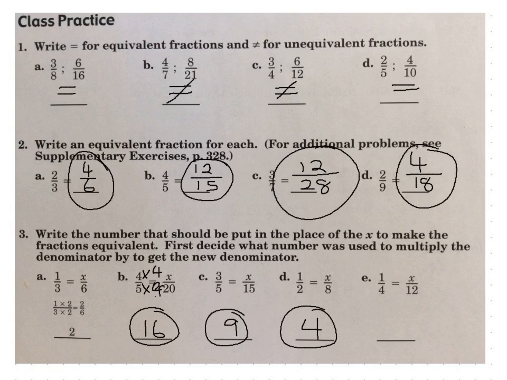Last one for this side. 4 times what equals 12? 4 times 3. So if I do a times 3 there, I got to do a times 3 on the top. 1 times 3 is 3.